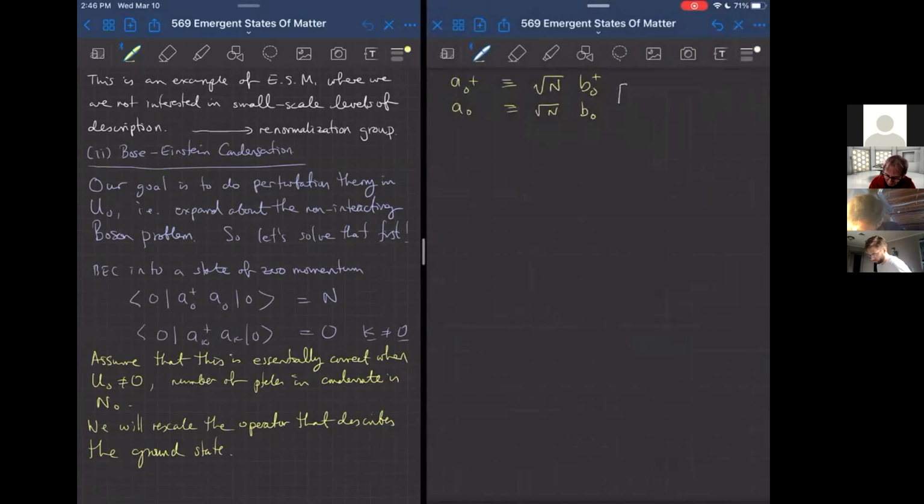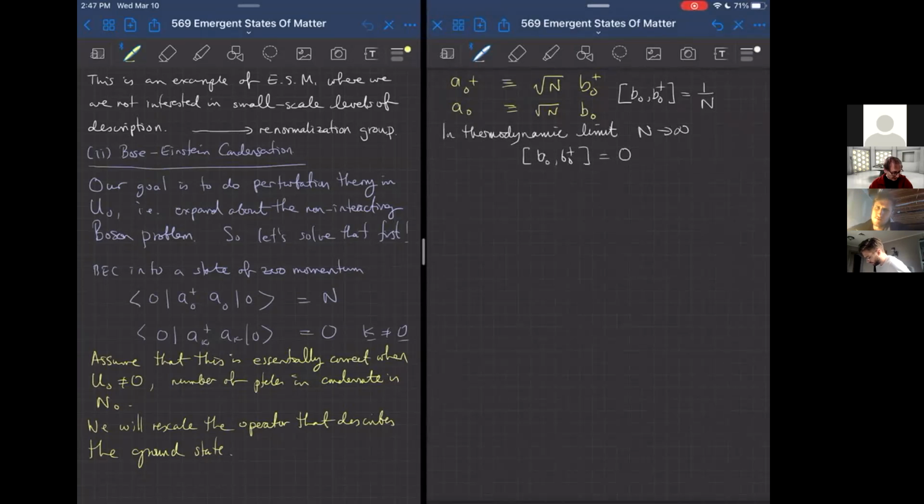Well, if I now look at the commutator of these annihilation and creation operators, these new ones, then that's going to be equal, instead of it being one, because of the way I've scaled it, to one over N. Okay, so what's nice is that if I now take the large N limit, N goes to infinity, what that says is that b naught and b naught dagger commute. And if I take that limit, because they commute, that says that the operators b naught and b naught dagger behave classically.